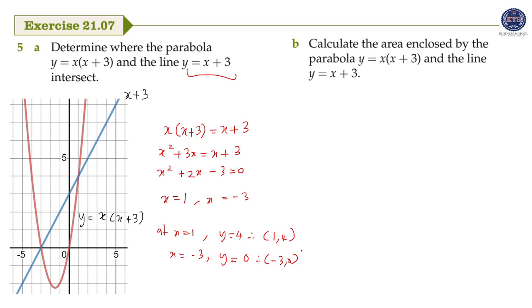And then the question asks to calculate the area enclosed by the parabola and the line. Okay, so by using the vertical line test again, the top function is this one, the bottom function is the parabola, and the shaded region is enclosed from negative 3 to 1. Okay, top is x plus 3 minus the parabola, x squared plus 3x, dx.